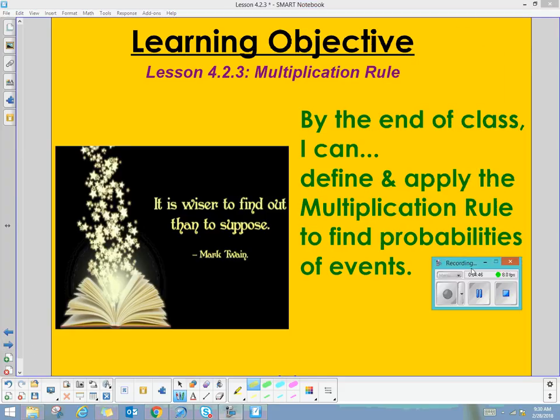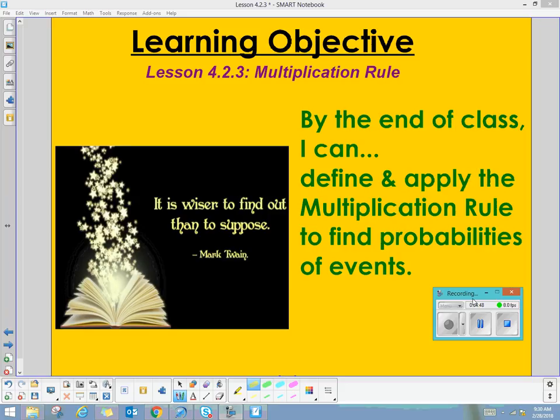As I mentioned before, we are focusing on the multiplication rule. So hopefully by the end of class today, you will be able to define and apply the multiplication rule in order to find probabilities of different events.